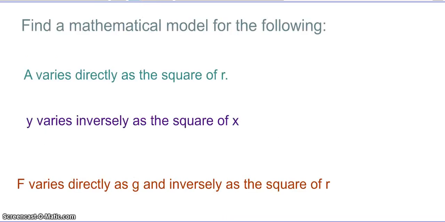Okay, so now let's do a little bit of practice. So I'll do the first one with you, and then you guys can pause the video and try to do the next few. So we want to find a mathematical model for the following scenarios. So a varies directly as the square of r. So I'm going to say a equals k r squared. Be careful that when it says the square of r, it's talking about r squared, not the square root of r. If it was the square root, it would be specific about that.